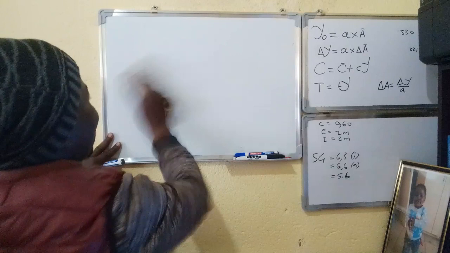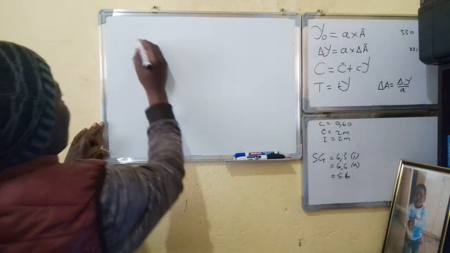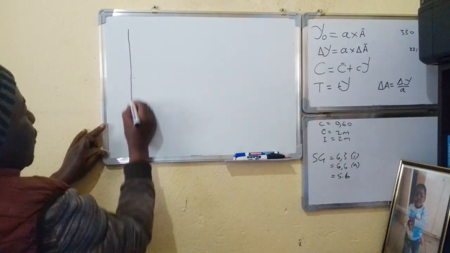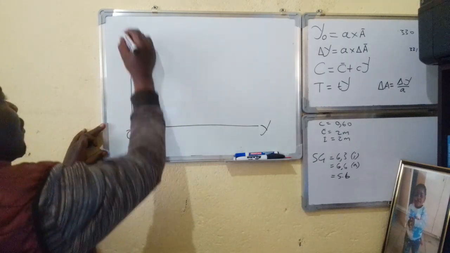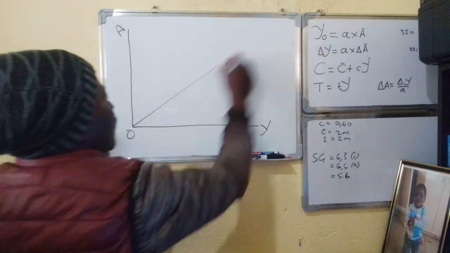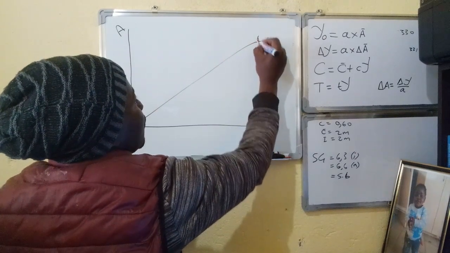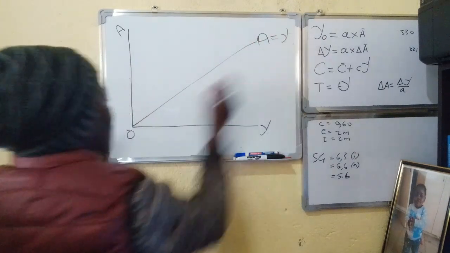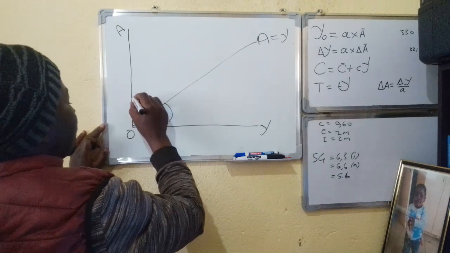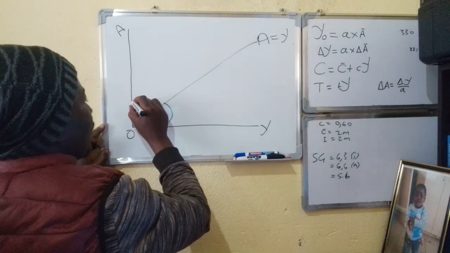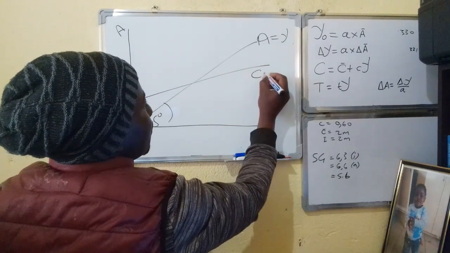When you see me wiping without explaining why, it's because I need more space. So you have your levels of income, you have your 0 point, you have your aggregate expenditure, you have your 45-degree line, which is A equals to Y. Now, you have your consumption function.